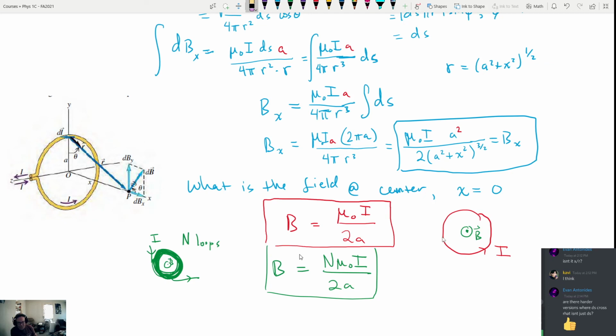So that's a way you can create a really powerful magnet, simply by taking a lot of loops and wrapping them all around in a circle like this, forming a donut of copper wire, for example. Run current through it, and boom, you've got a nice strong magnetic field right at the center there. Does that make sense to everyone? Does anyone have any questions?